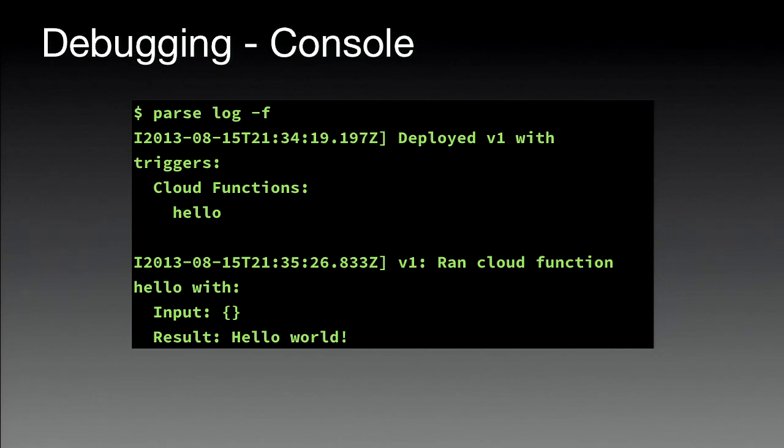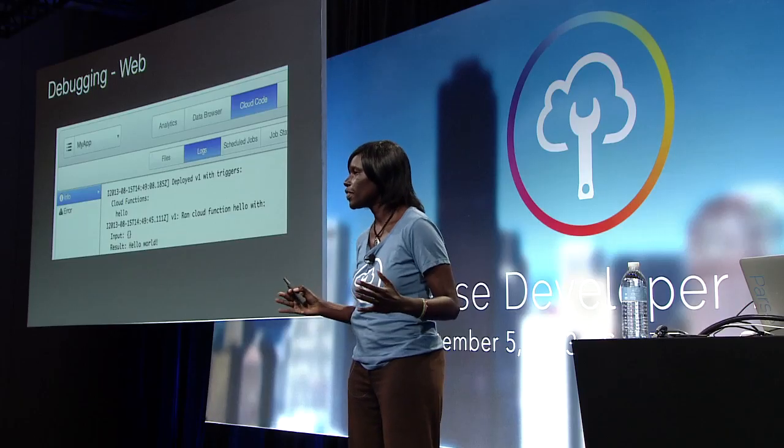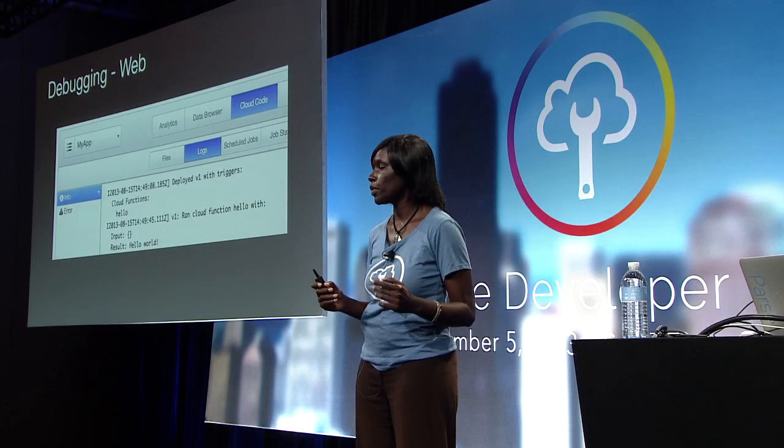In addition to seeing your log files from the console, you can also go to the web console and go under the cloud code, under logs, and you'll see the log files there as well. So two easy ways to look at what's going on inside of your app. So you've now been primed with all the tools that are available. So let's go ahead and talk about code.